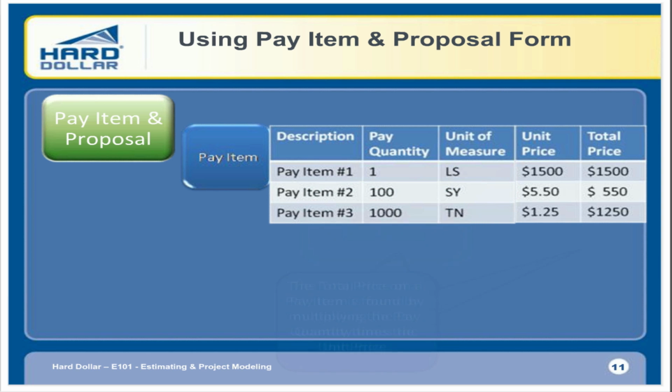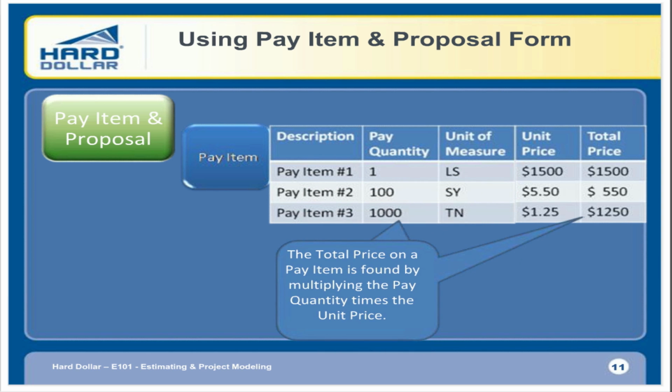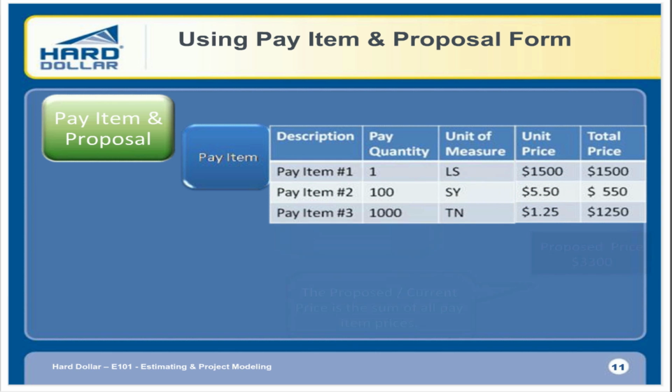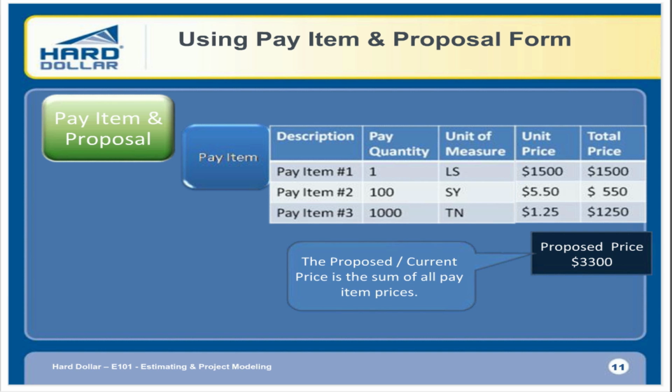The total price on a pay item is found by multiplying the pay quantity times the unit price. The proposed or current price is the sum of all the pay items' prices.